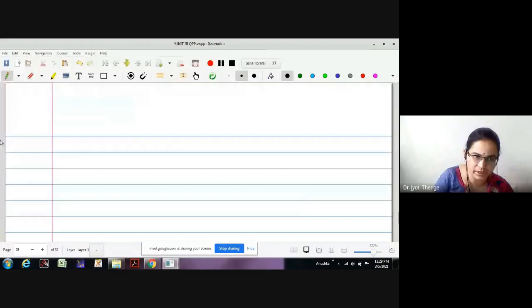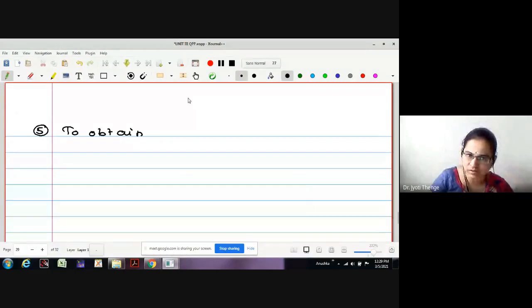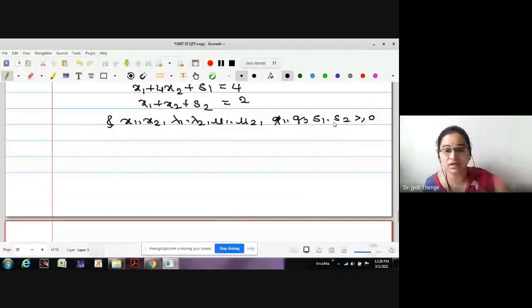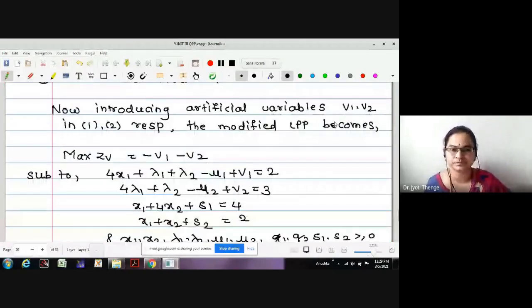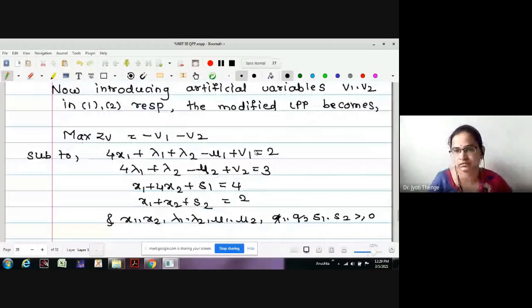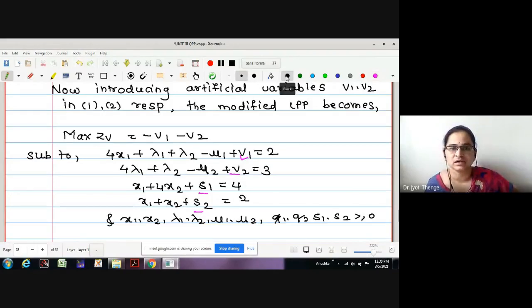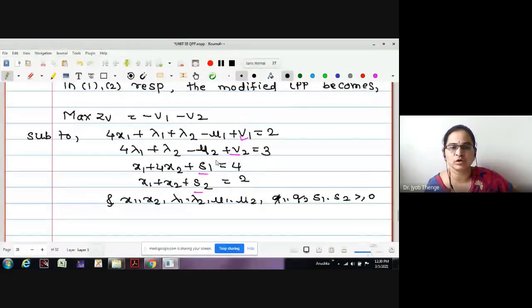Now let us construct the first table, number 5, to obtain the initial simplex table. What we were going through in the initial simplex table, which are my basic variables? v1, v2, s1, s2 are the basic variables. And what is the cost of v1, v2? Minus 1, minus 1. Cost of the remaining will be 0, 0.